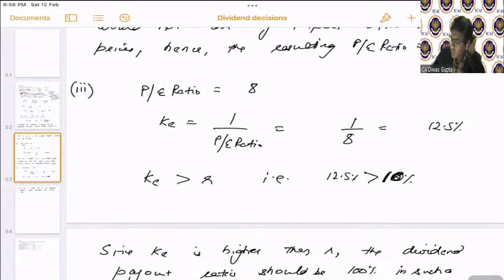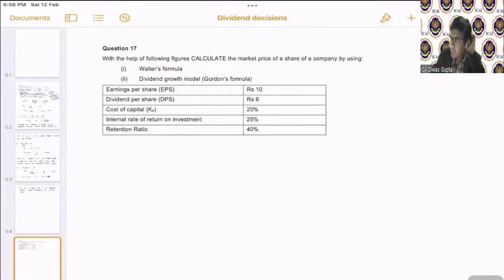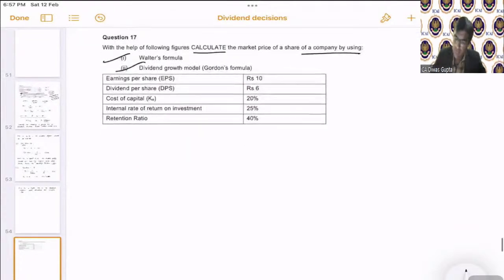Students, now let us go to the next question. Question number 17. With the help of the following figures, calculate the market price of a share of a company by using Walter's formula and dividend growth model, which is the Gordon's formula. Both the formulas they are asking us to apply. Okay, students?